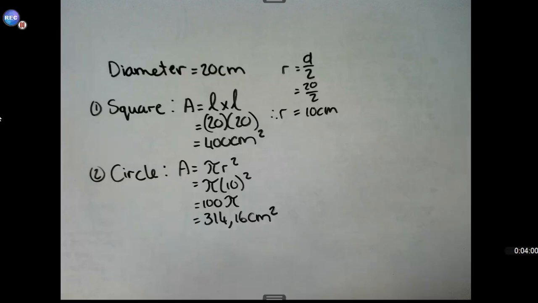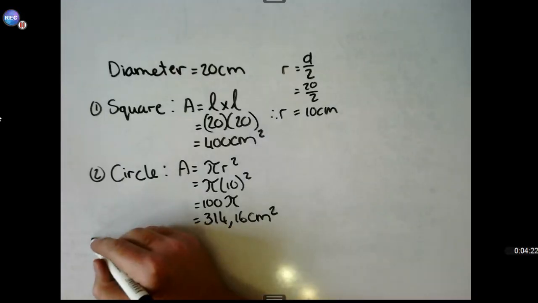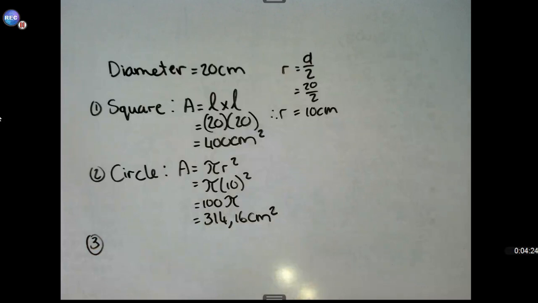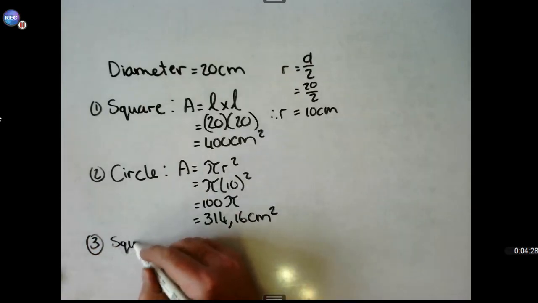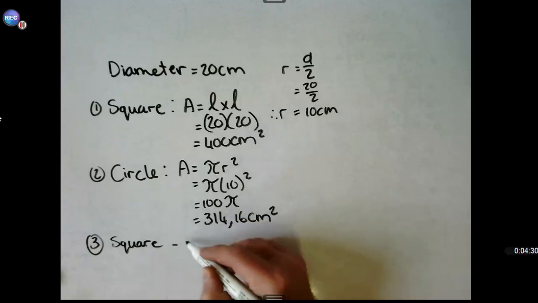Now, in order to calculate the shaded area, obviously the square was the shaded area, so we want to calculate this shaded area, so we're going to subtract the circle, which is inside the square, from the area of the square. So third thing that needs to be done is the subtraction part. So we're going to say square minus the circle.